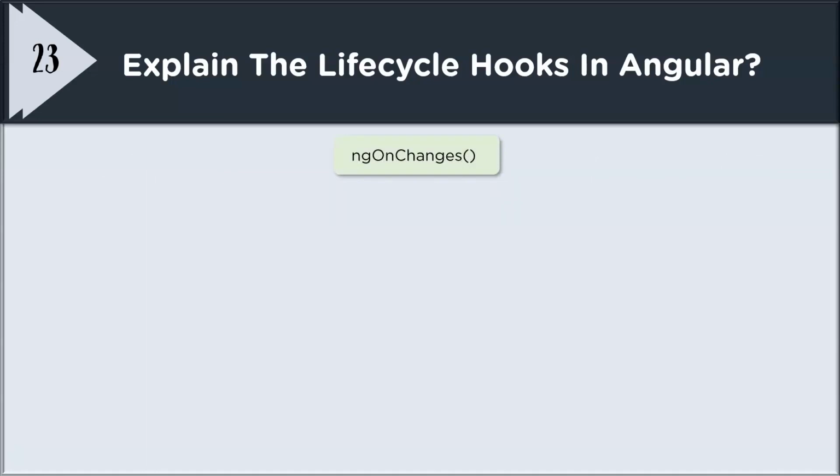First up is ngOnChanges. This responds when Angular sets or resets data-bound input properties. ngOnInit is a hook that initializes the directive or a component after Angular first displays the data-bound properties and sets the component's input properties. ngDoCheck detects and acts upon the changes that Angular can't or won't detect on its own.